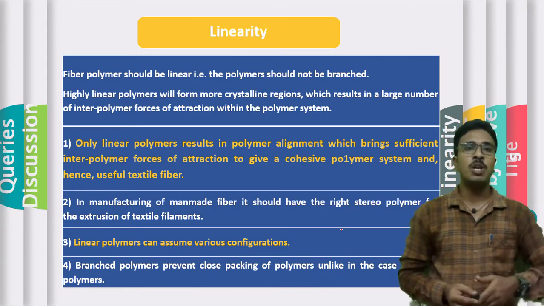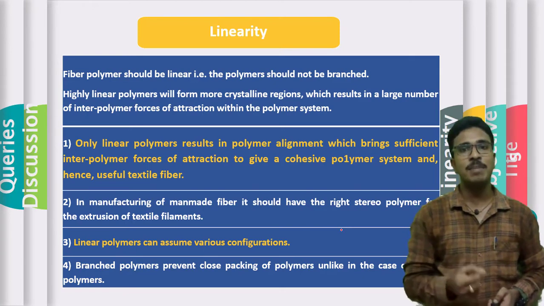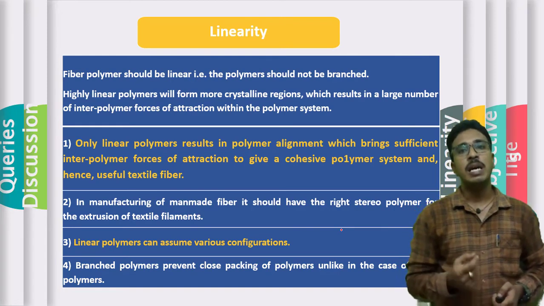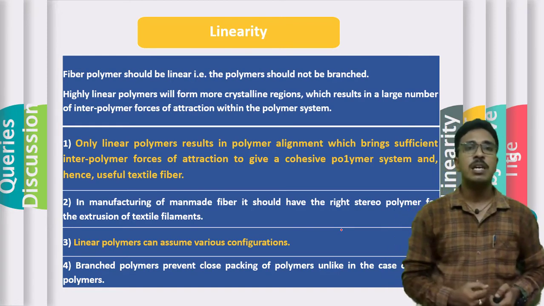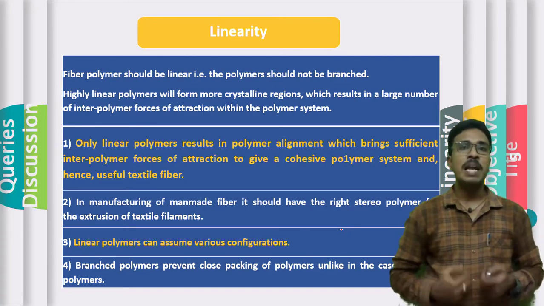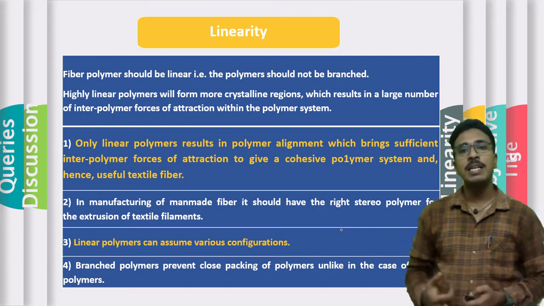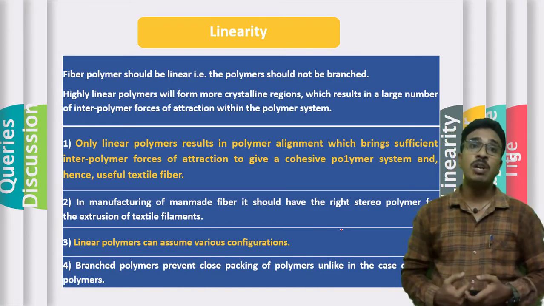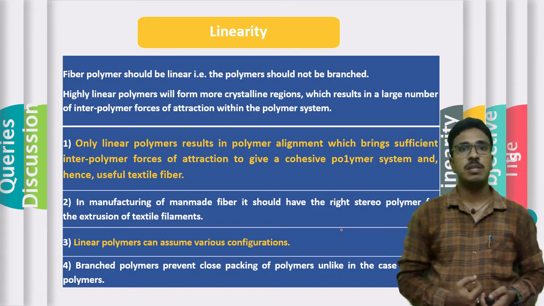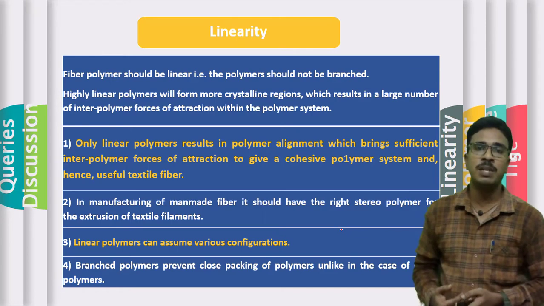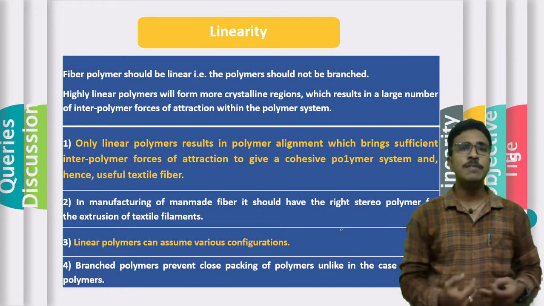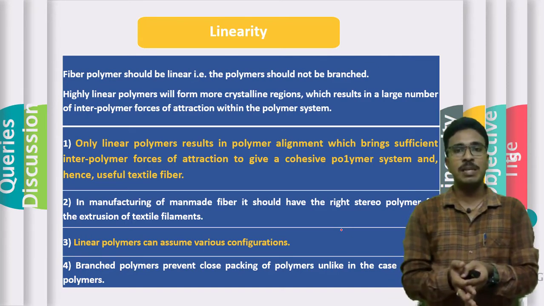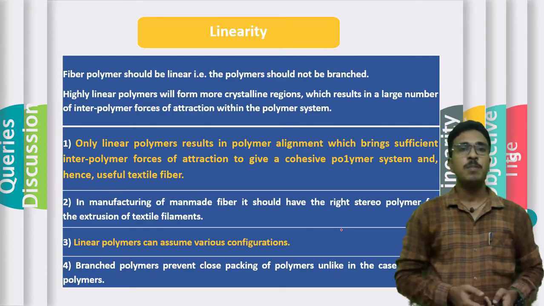Only a linear polymer results in a polymer alignment which brings sufficient interpolymer forces of attraction to give a cohesive polymer system, and hence a useful fiber is produced. In manufacturing man-made fiber, it should have the right stereopolymer for the extrusion of textile filaments. Linear polymers can assume various configurations. If it is a branched polymer, it is difficult for it to attain different configurations, and branched polymers prevent close packing, unlike linear polymers.